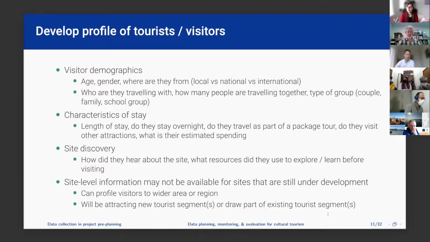Or are we going to draw part of the existing tourism segment? And again, let's say in the Algarve or in Spain, how are we going to get those sun-and-beach tourists away from the beach and into these rural areas? How are we going to change their minds and draw them in?